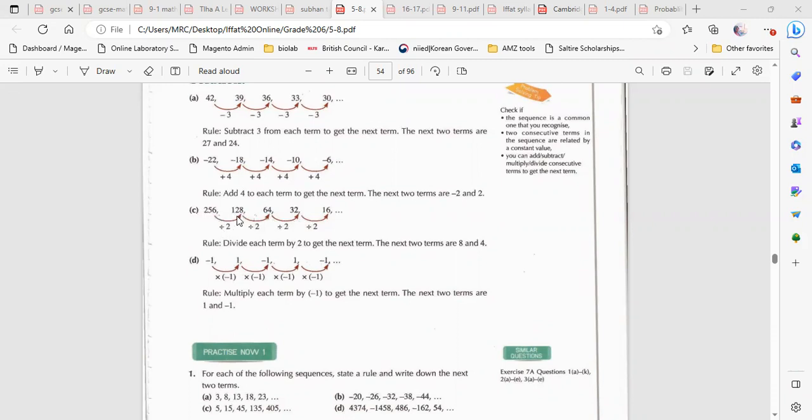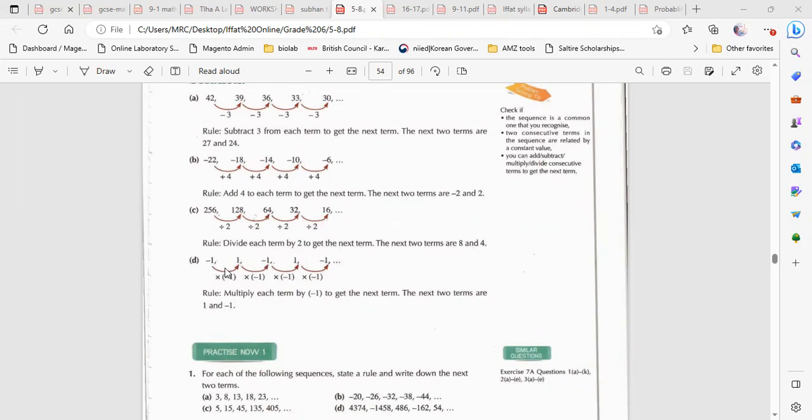256 divided by 2, we are getting 128. Divide by 2 is 64. Divide by 2 is 32. Divide by 2 is 16. Divide by 2, you will get 8. Divide by 2, you will get 4. So the next two terms are 8 and 4. And the rule is divide each term by 2 to get the next term.